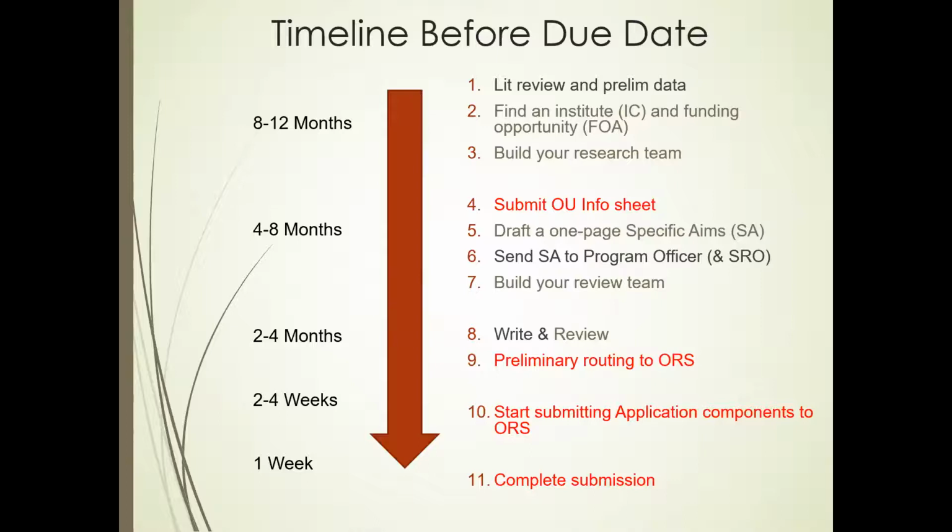program officer to make sure you're looking at the right type of solicitation, putting together a team that is going to look at your submission package to see how well it looks, or to help spot errors for you. At 2 to 4 months, you would be doing your routing for internal approval with ORS, and working on writing the main files of your proposal and getting some review comments back from the people that are going to be checking your package over. At 2 to 4 weeks, we would hope that you're starting to submit the application components, and within 1 week, we would hope that you would complete submission.